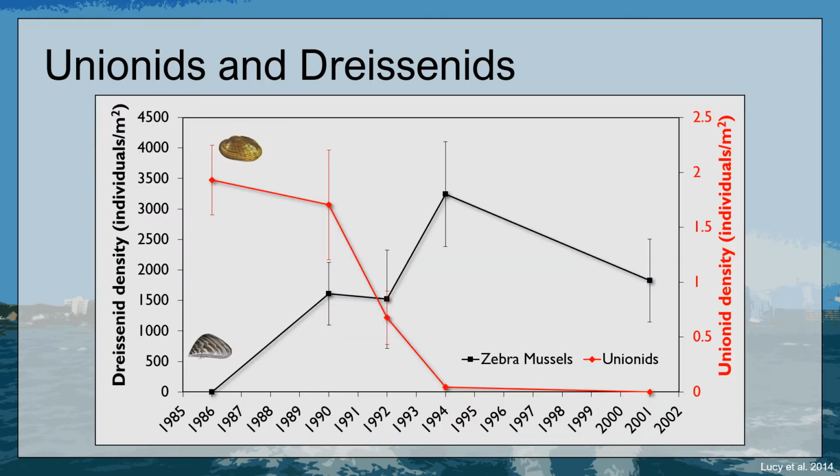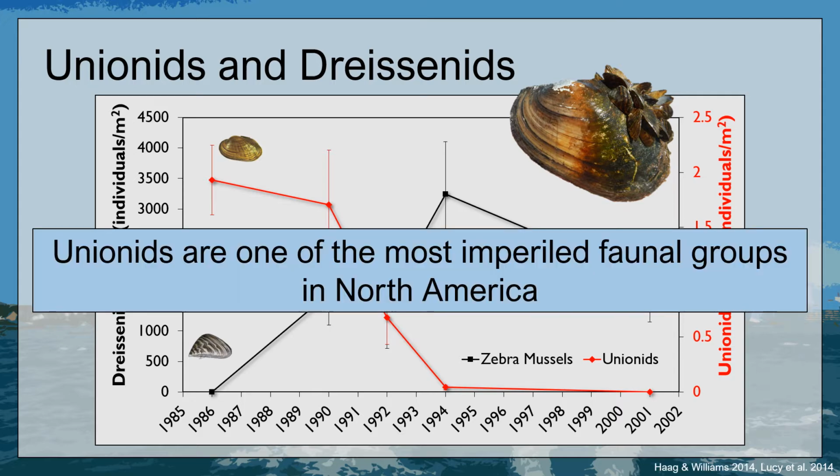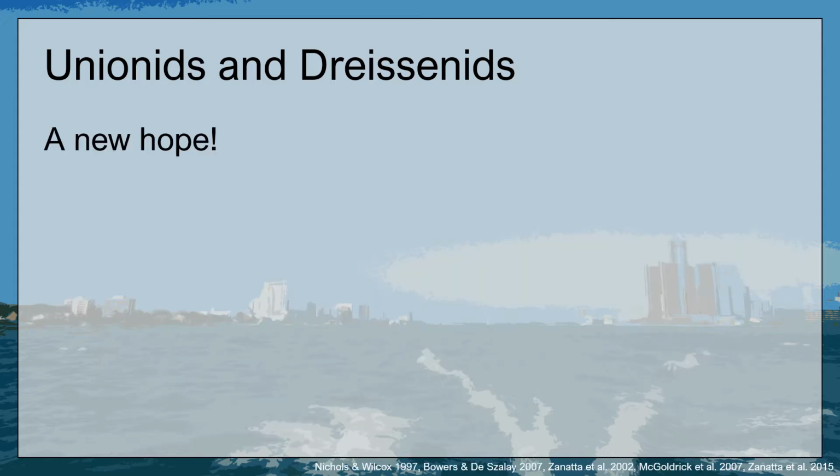Dreissenids are particularly harmful to unionids because they can congregate on the unionid at high densities. This is known as Dreissenid fouling, which can interfere with the unionid's ability to feed, respire, move, and reproduce. In the Great Lakes region, Dreissenid fouling has been a major cause of unionid mortality. This, in addition to other harmful factors such as habitat degradation, are why unionids today are considered one of the most imperiled faunal groups in North America.